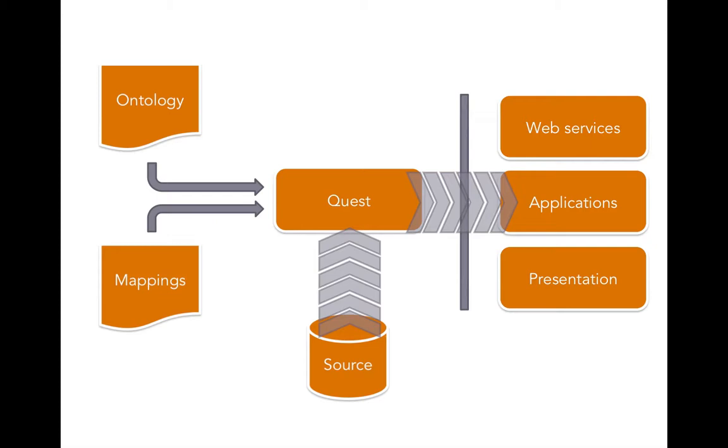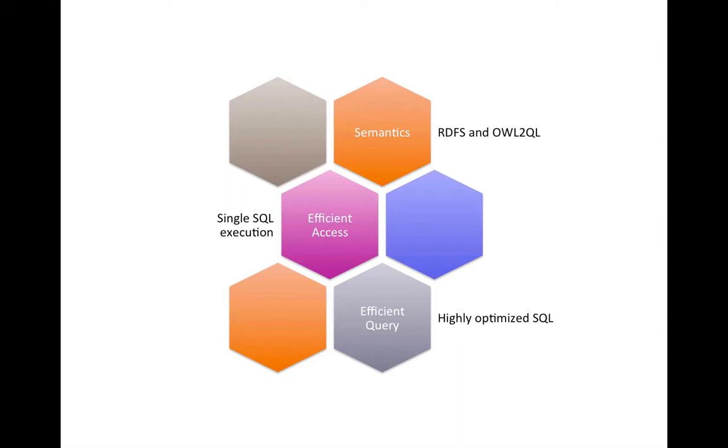Now, there are a couple of other systems like D2RQ and Virtuoso that allow you to do similar things, like querying virtual RDF graphs. However, we have a couple of features that allow you to do sometimes more than what they can do or obtain better performance. These features are three. First, semantics. Quest is the only system that allows you to exploit RDFS and OWL QL ontologies while answering SPARQL queries over virtual RDF graphs. Second, efficient access. When Quest queries the database, it does it only once, by means of one single SQL query that gets executed over the source. There is no data coming back and forth from the database.